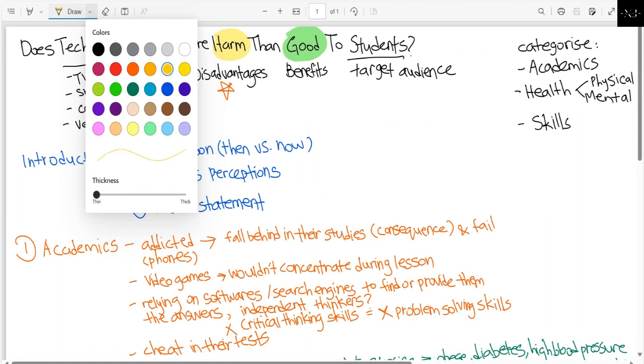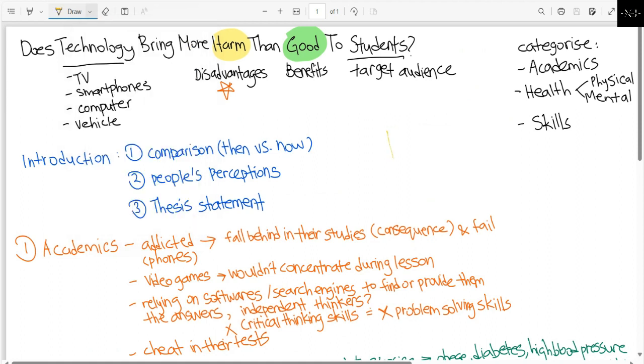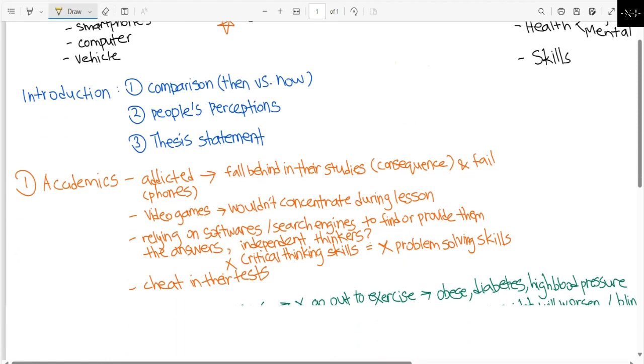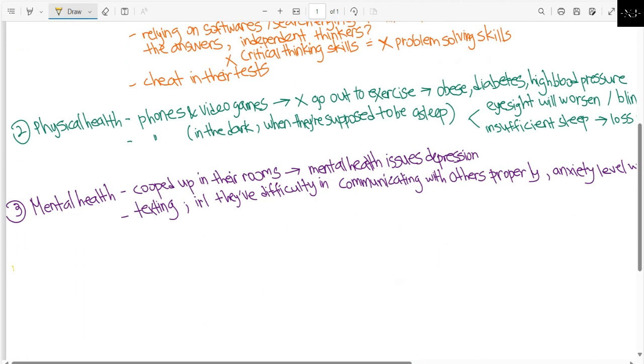I feel like I use so many colors. So let's try this one. I hope it's not too bright. I don't think it's super bright. It should be fine. I like my mind maps to be more colorful, so it's easier to read.